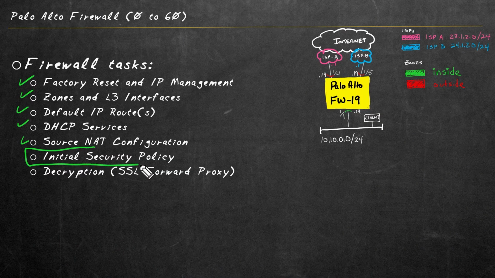As we continue our journey together in getting the firewall up and active and functioning, in this video, we're going to include a security policy rule to permit the traffic to go through the firewall. So we are right here at this step in our journey.